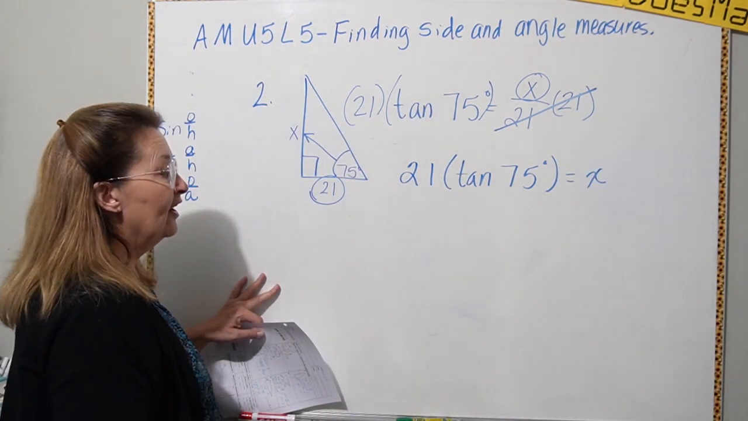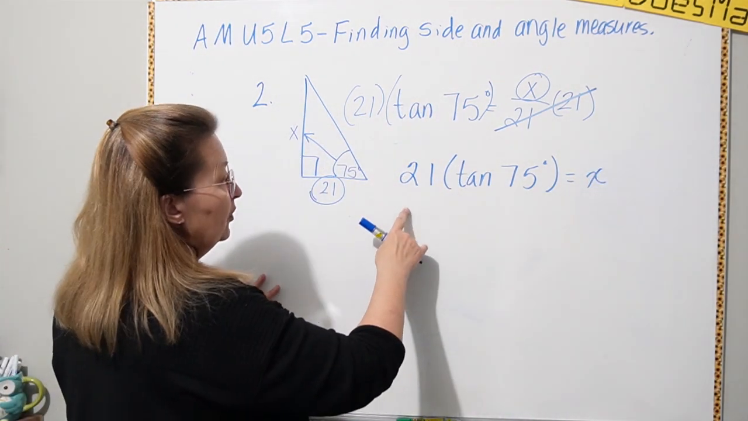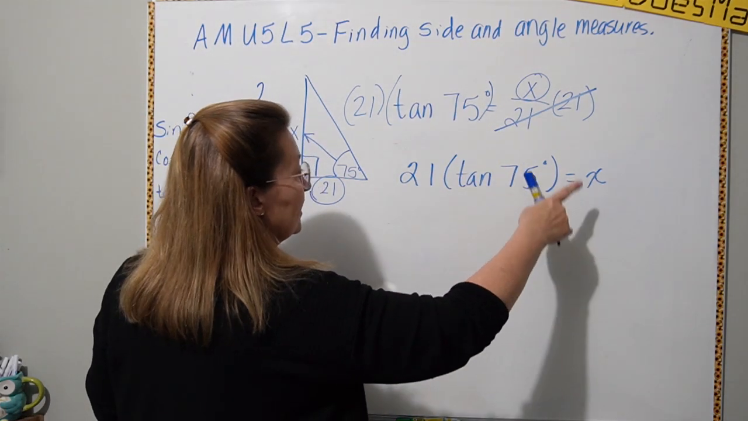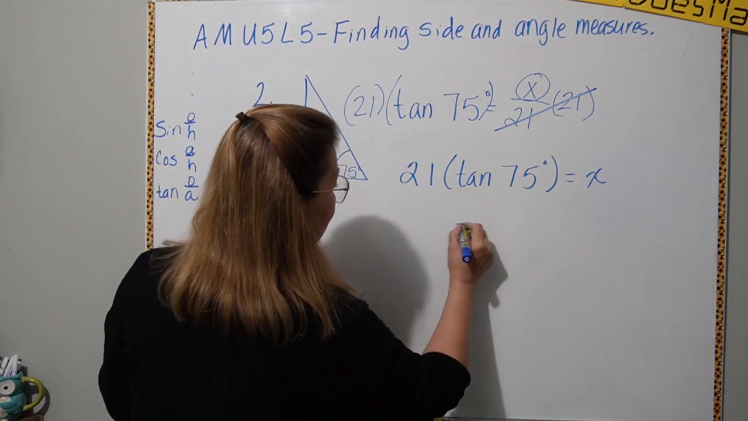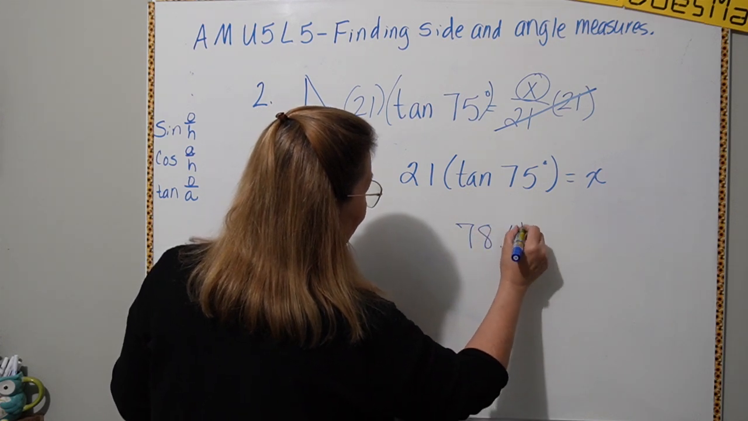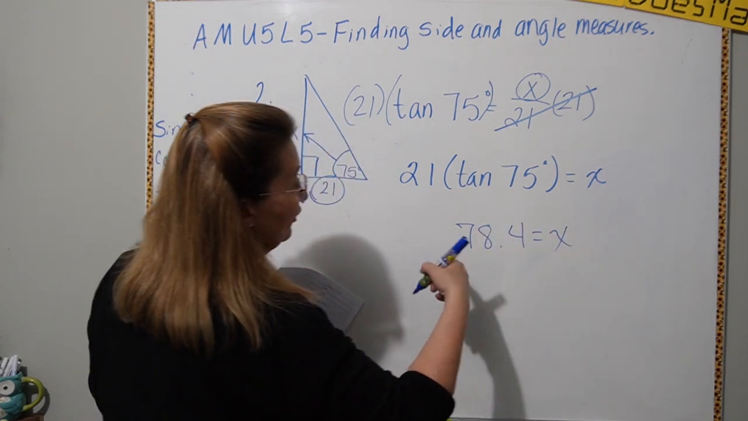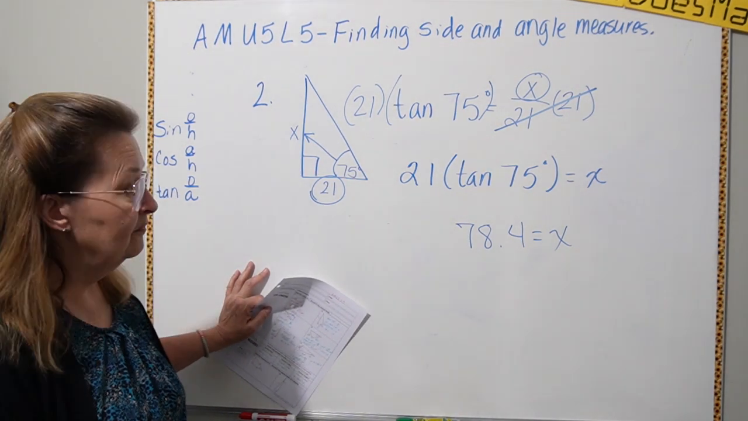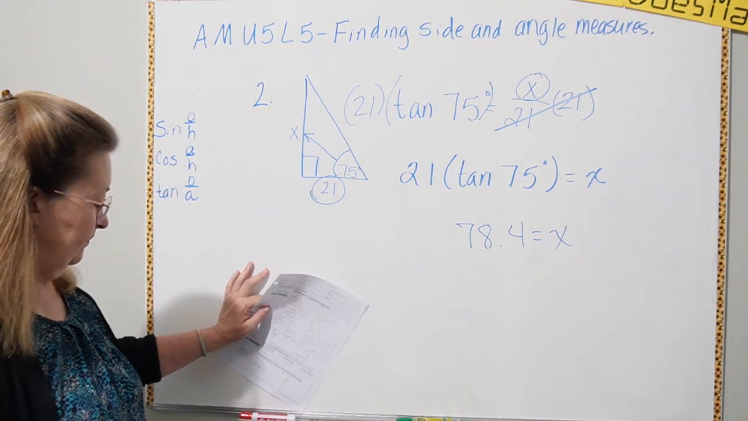So on your calculator now, you're going to push 21, the tangent key, 75 degrees, equals, and that is going to show you 78.4. Now it's going to go out further than this, but your directions say just to go out to the nearest tenth. So that's all you had to do there.